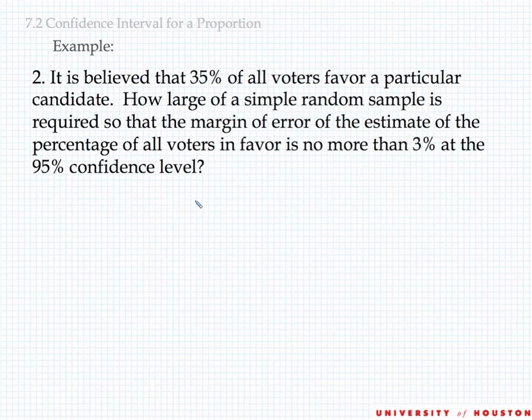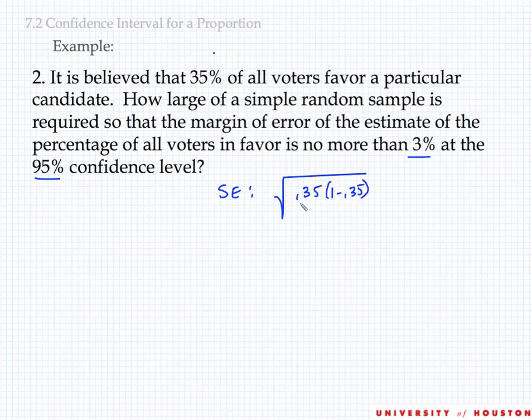So for example, it's believed that 35% of all voters favor a particular candidate. How large of a sample is required so that the margin of error for the percentage of all voters is no more than 3% at the 95% confidence level? Well, the 35% will be our p for our standard error, or standard deviation here. So we'll do 0.35 times 1 minus 0.35 divided by n.